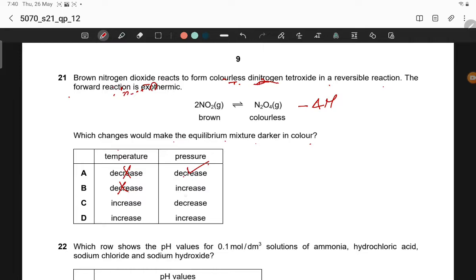Another option is also incorrect. Increasing pressure will shift the reaction forward and colorless gas is produced. So this is also incorrect. Increasing temperature will shift the reaction towards brown colored gas, and decreasing pressure will shift the reaction backward. So the equilibrium mixture is darker in color, so that's why C option is correct.